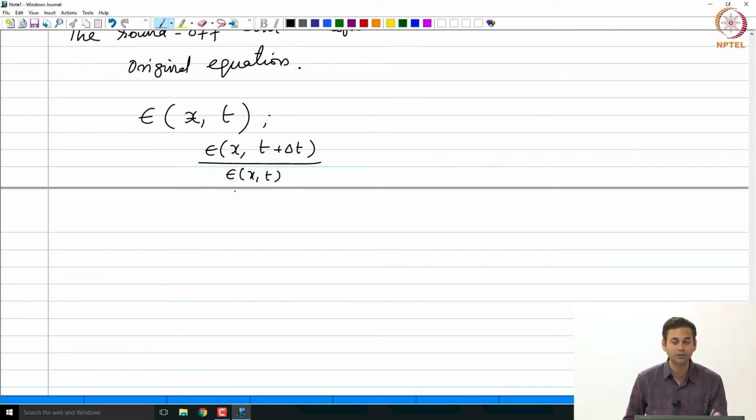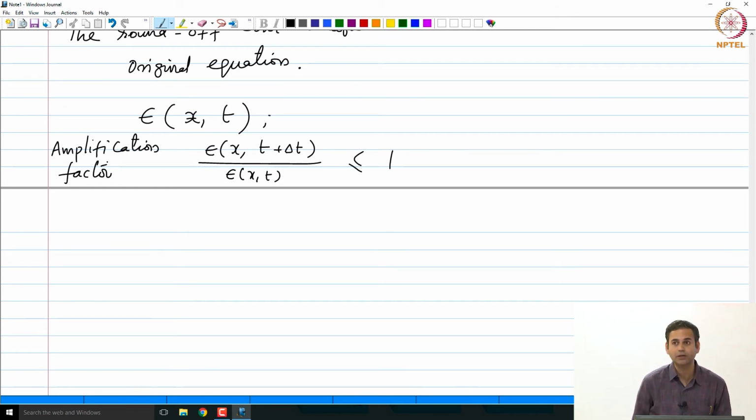Now, what do we want this term to be? Less than or equal to 1. So, let us call this the amplification factor, which is basically less than or equal to 1, such that the round off errors do not grow from time step to time step. Okay. So, that is what we are saying.